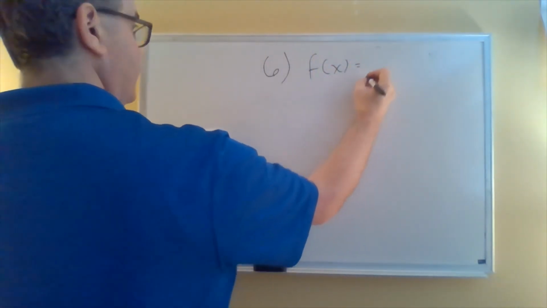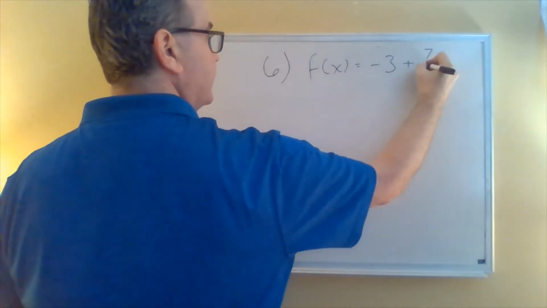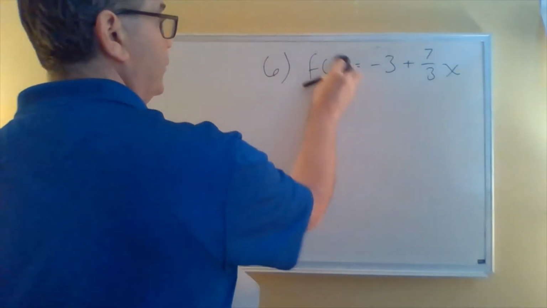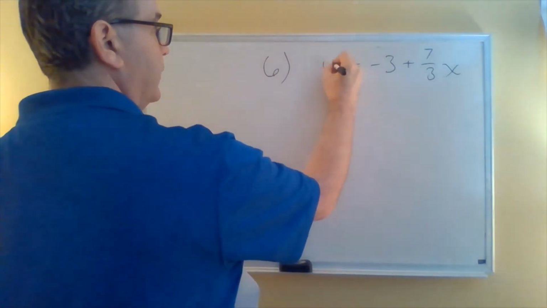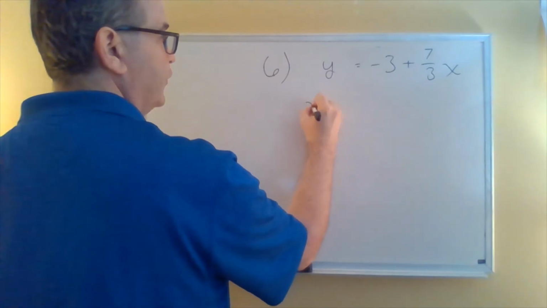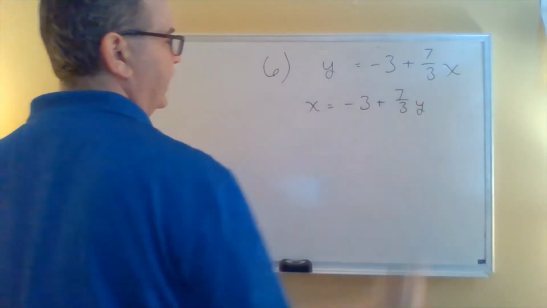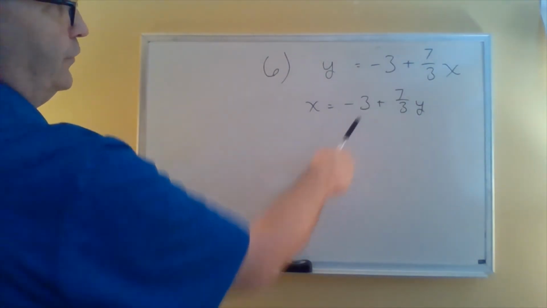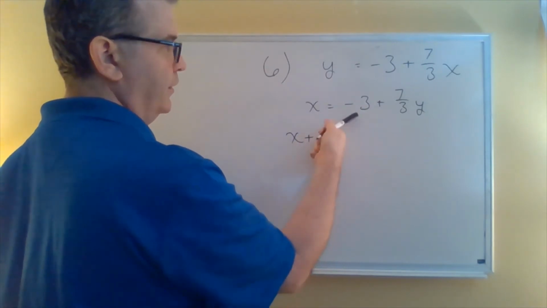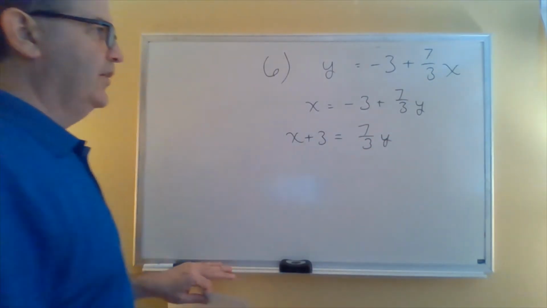F of x equals negative 3 plus 7/3 x. First thing we do is we change our f of x to a y. Then we're going to rewrite our equation, changing all our y's to x, all our x to y. So we get x equals negative 3 plus 7/3 y. Need to solve this for y, so the first thing I do is I add a 3 to both sides. I'll get x plus 3. The plus 3 and the minus 3 cancel out. So I'm left with 7/3 y on the right side.